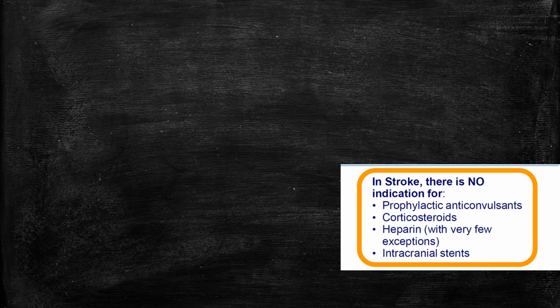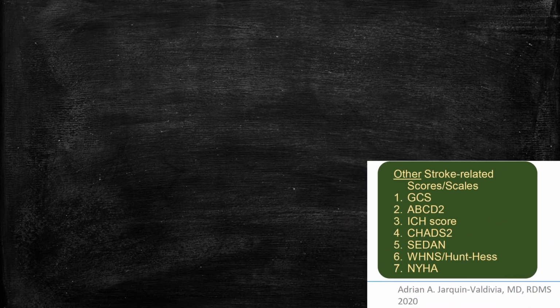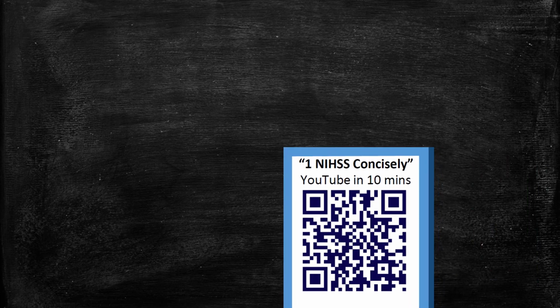Those clinicians taking care of stroke patients in the emergency room or in the hospital must be versed in the following stroke-related scores or scales: the Glasgow Coma Score, the ABCD2 score, ICH score, CHADS-2 score, the SEDAN score, the Hunt-Hess classification, and the New York Heart Association classification. It goes without saying that the NIH Stroke Score is the default standard examination for patients with acute stroke symptoms. In this YouTube video, the NIH Stroke Score is reviewed in about 10 minutes. There are online tools to get training and certification on it too.